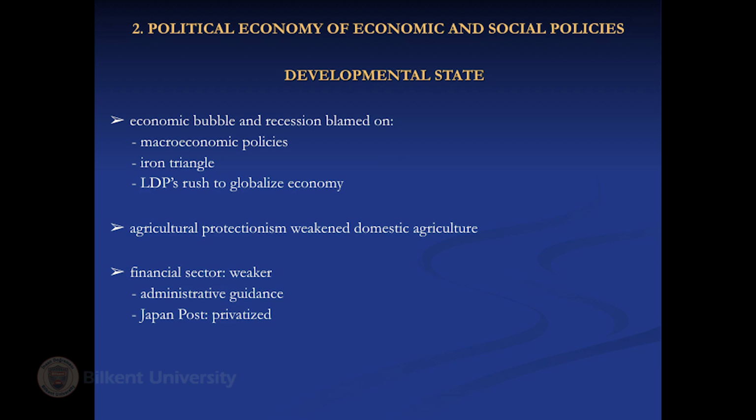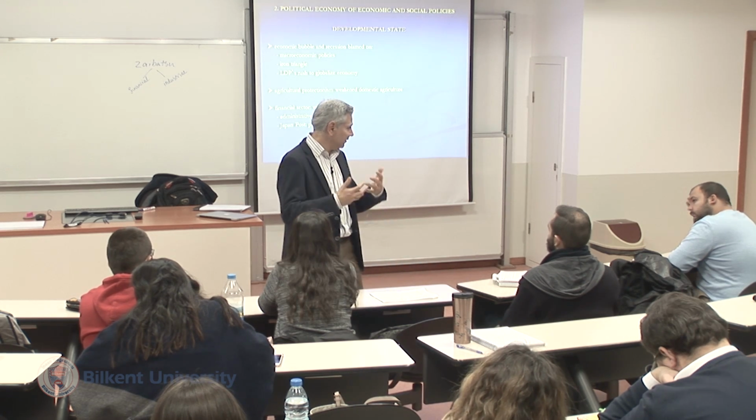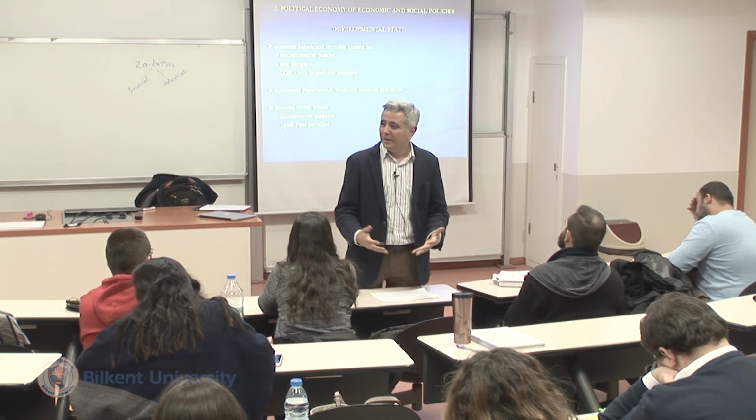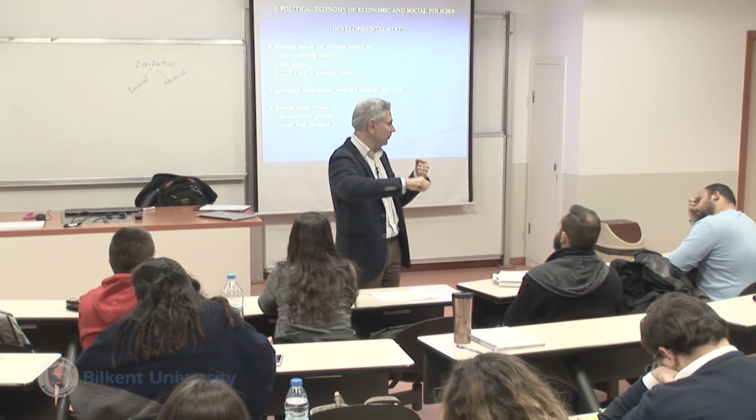Agricultural protectionism also weakened domestic agriculture, rice production especially. So subsidies to agricultural firms meant that the agricultural sector became less competitive, less efficient. The state was behind the sector with all kinds of supports, all kinds of incentives, all kinds of subsidies. And when the state was out, the sector was going down the drain.